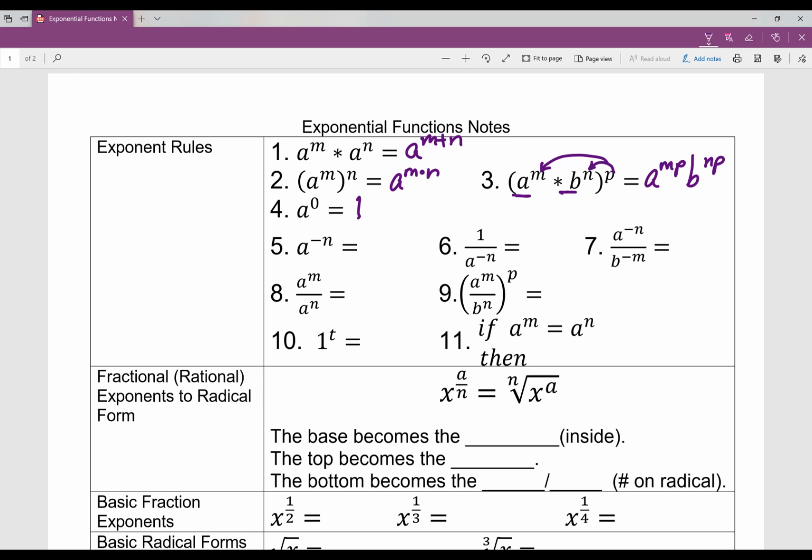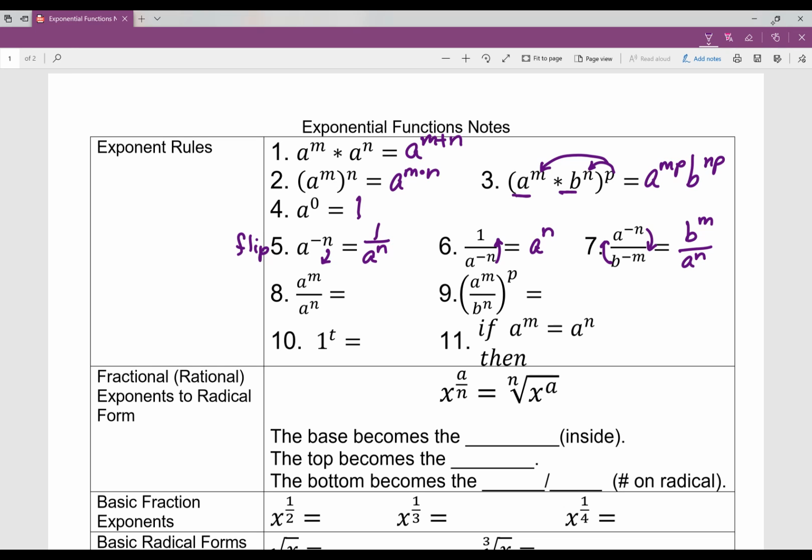A negative power flips. So this is a flip rule. So the negative flips it to the denominator and makes 1 over a to the n. So over here, when it's negative, it flips it up and you get a to the n. And each of these, because this is negative, it flips down. Because this is negative, it flips up. And so you get b to the m over a to the n.